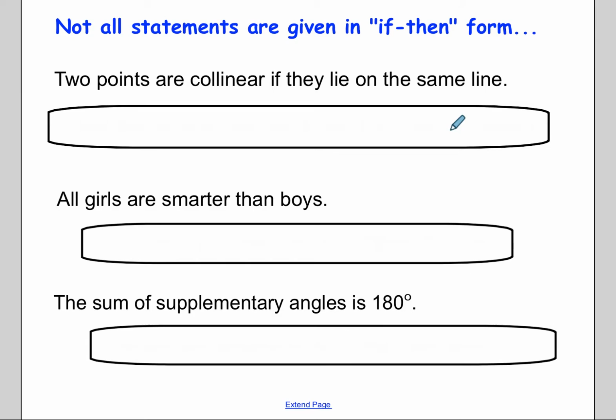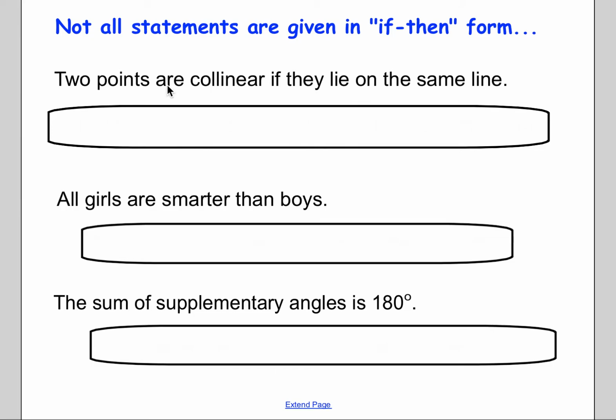Not all conditional statements are given in if-then form. For example, look at this one. It says 2 points are collinear if they lie on the same line. That's just the definition of collinear points. Collinear points lie on the same line. This is not explicitly written in if-then form, but it is still a conditional statement.